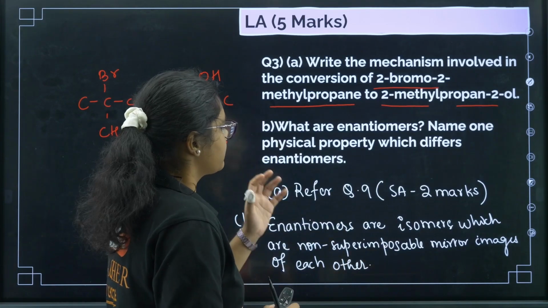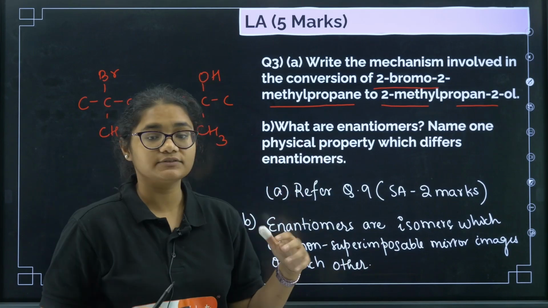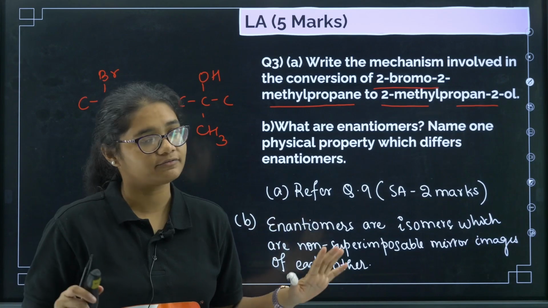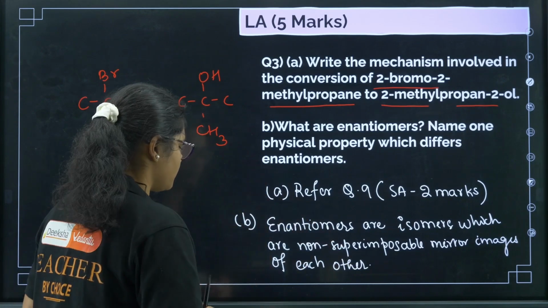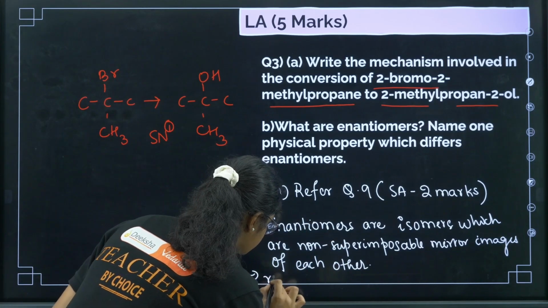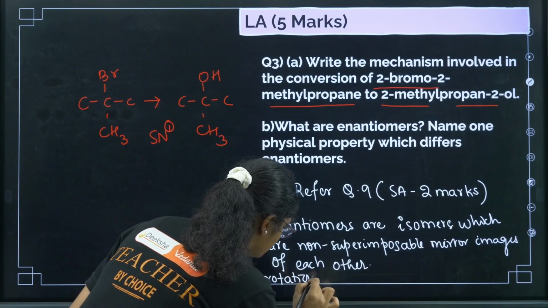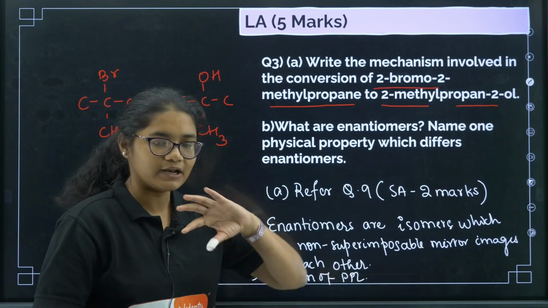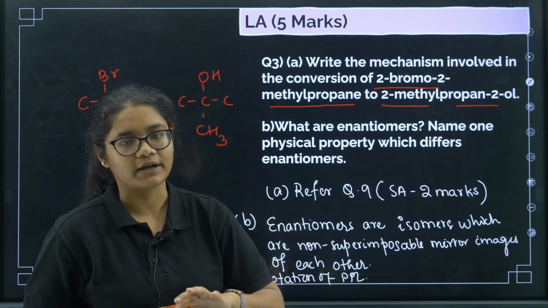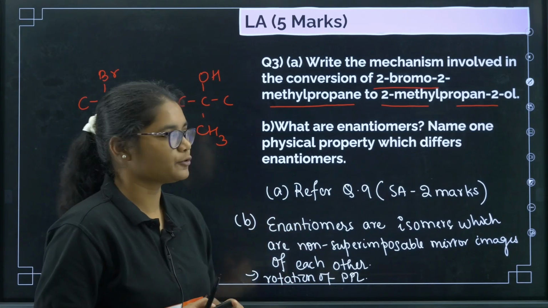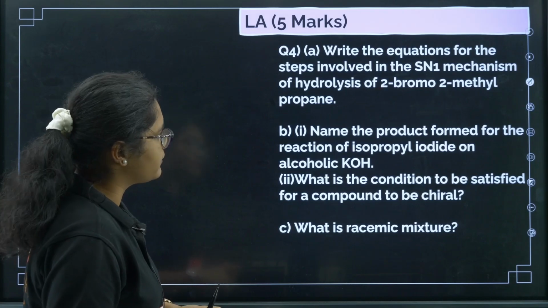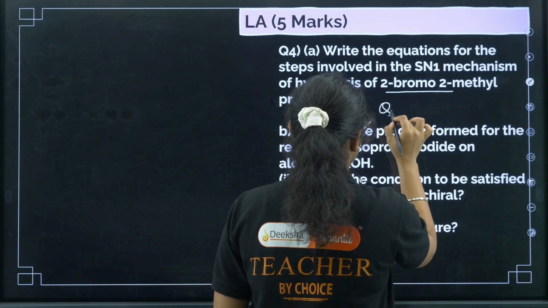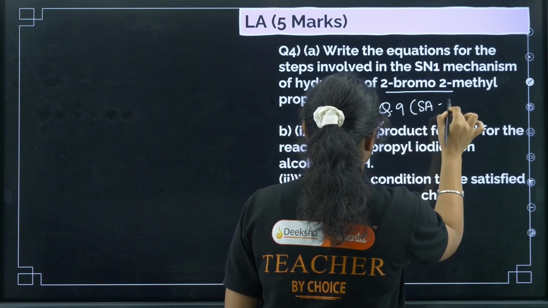Now the question is, name one physical property which differs in enantiomers. Generally enantiomers have all similar physical properties, but there is one property which is different, that is the rotation of plane polarized light. One enantiomer will rotate it clockwise, another will rotate it in the anti-clockwise direction. Next, question number 4, write the equation for the steps involved in the SN1 mechanism. Again you can refer to question number 9 of SA 2 marks.